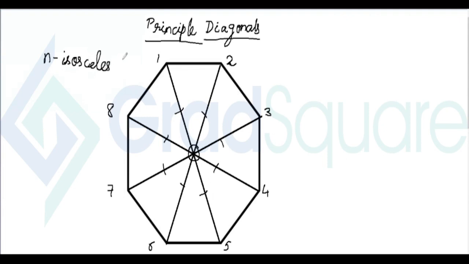Each of these triangles is going to be an isosceles triangle. So from the center of a regular polygon with an even number of sides, when we join the n vertices, it divides the regular polygon into n isosceles triangles. This is going to be true for the center of all regular polygons with an even number of sides, apart from one single special case.